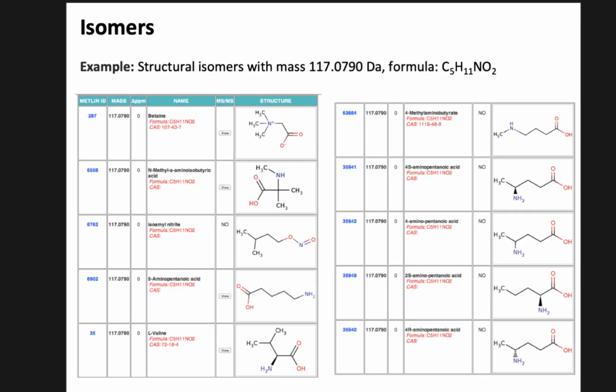When you look at these isomers and look at where they come from, it becomes evident why you can have so many different compounds. These are some candidates for 117.0790, and that corresponds to C5H11NO2. And what you see here are all, or a subset of all possible ways in which you can recombine that.